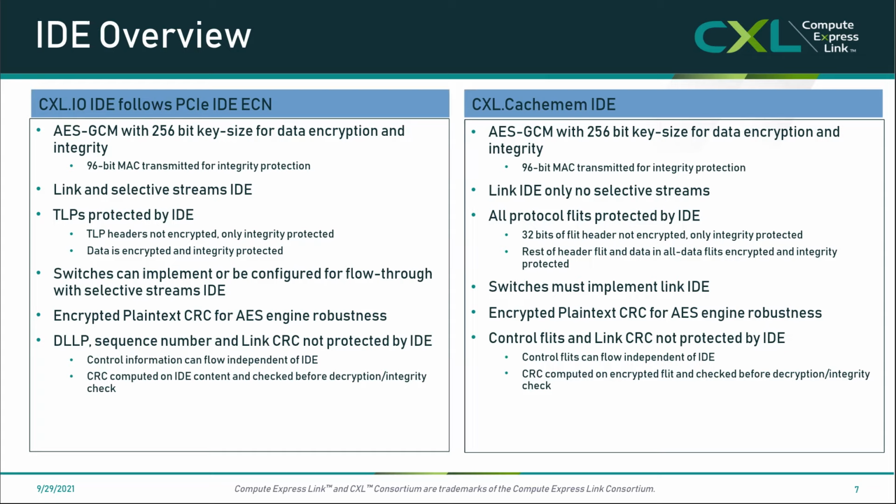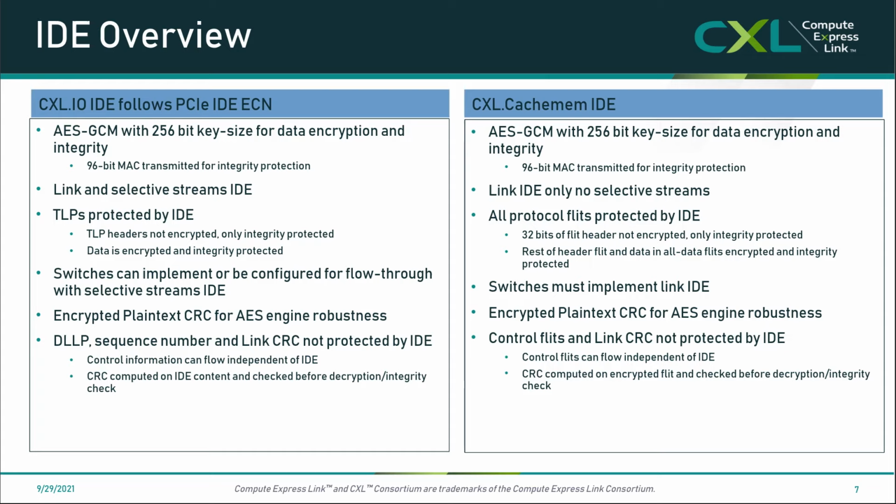So now you look at CXL CacheMem IDE. CXL CacheMem has only link IDE, as well as the notion of selective streams. And in the case of CacheMem IDE, the unit of protection is a protocol flit. So the entire flit is protected by IDE. There's 32 bits of flit header that's only integrity protected but not encrypted, and the rest of the flit header and all of the data in the all data flit is encrypted and integrity protected.